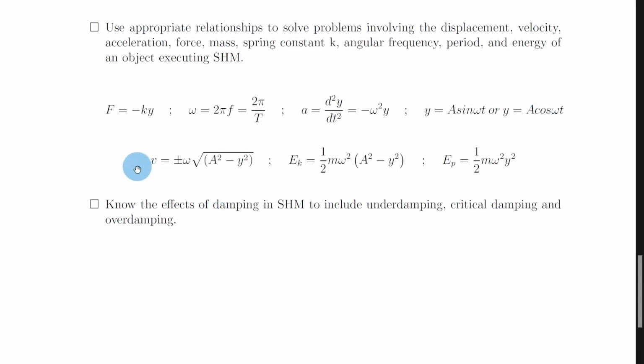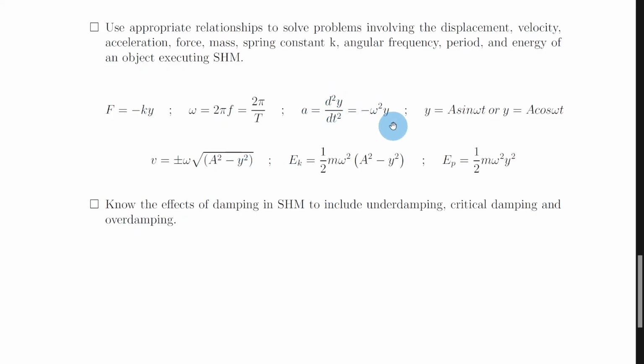You also need to be able to use the equation for velocity, v equals plus or minus omega times the square root of A squared minus y squared, as well as do calculations involving maximum velocity. So remember, maximum velocity of the object will be at y equals 0 at the equilibrium position. So if you put y equals 0 into here, then we have the square root of A squared, which just gives you A. So we actually end up with v equals A omega, or omega times A, for the maximum velocity.